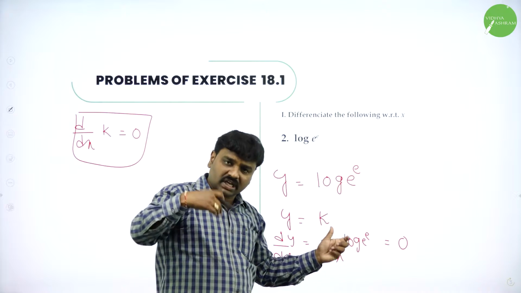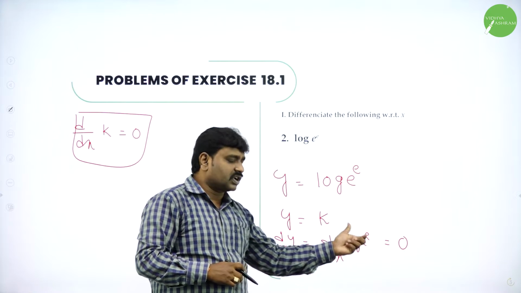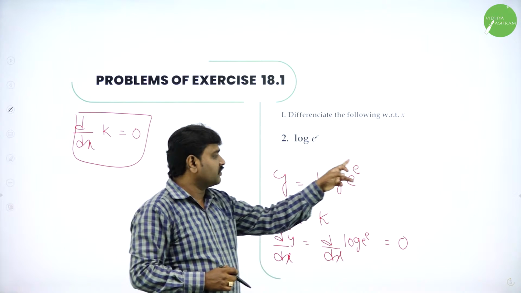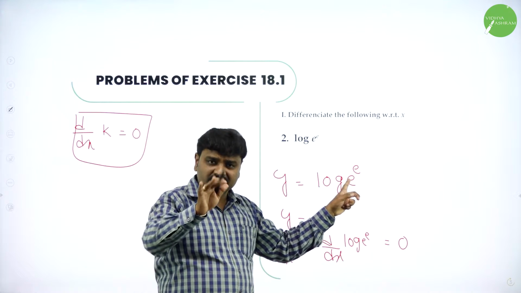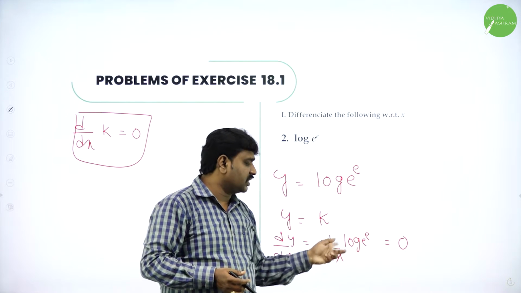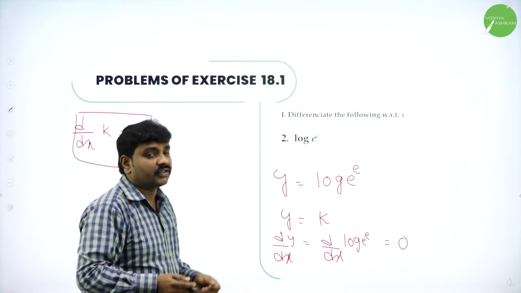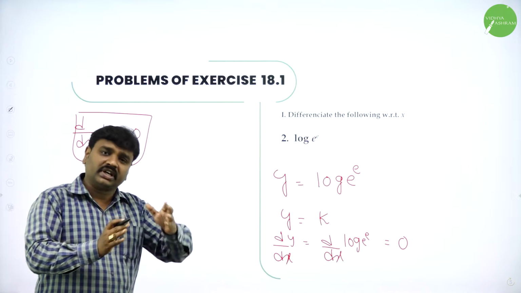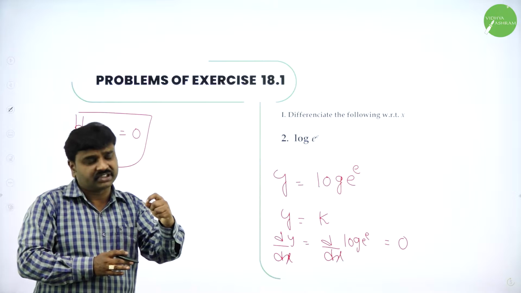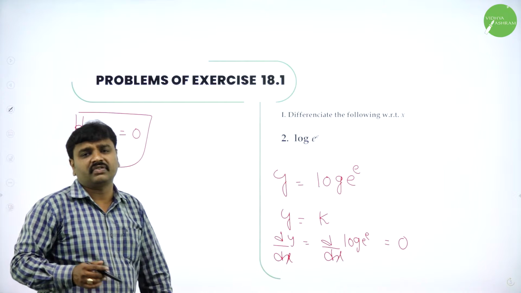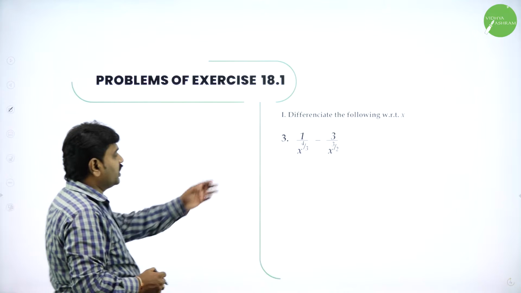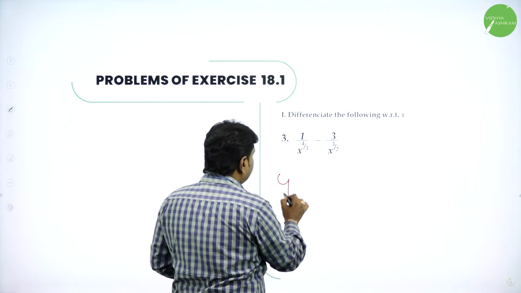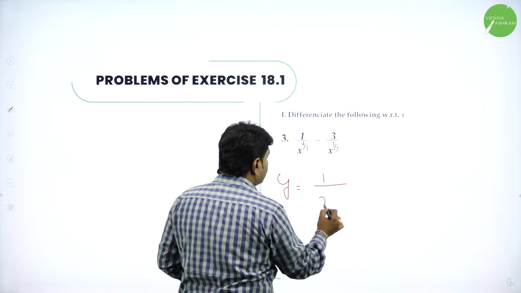Log of constant is also constant and differentiation of constant is 0. Here you can see we don't have any variable called x. So e and e power e is constant, log e is also constant, derivative of constant is 0. If you have constant into function, you can take constant outside and you can differentiate the function. But here we have only constant, so derivative of constant is what? 0.